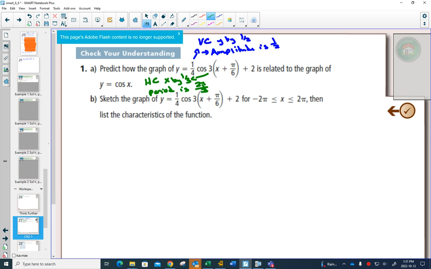So as far as describing things go, we can describe it. Shouldn't the vertical compression amplitude be 1/4? Yes, what did I say? Yeah, you said 1/2. Yeah, it's 1/4. Thank you.